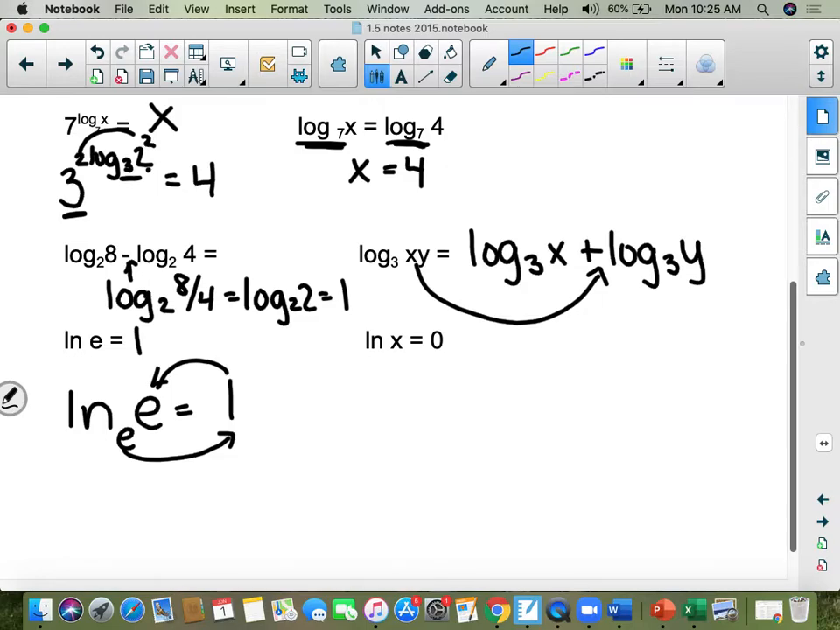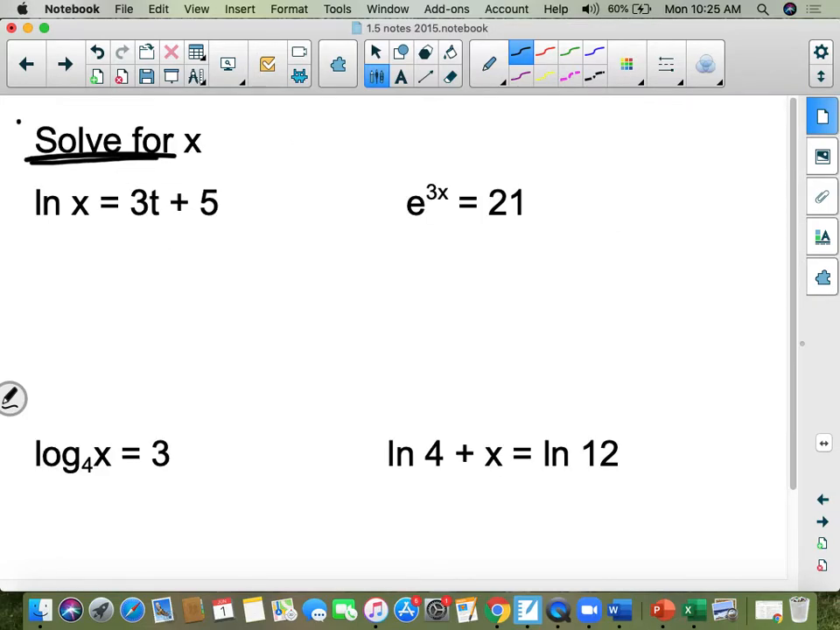Again, natural log has a little e, so what's x going to equal? e raised to the 0 has to equal x. Anything raised to the 0 is equal to 1. So that's just a quick little review on logs. And we just have a couple more slides to go. Solve for x. Well, if it's a natural log form, I know that there's a little e there, so I'm just going to go e raised to the 3t plus 5 equals x. I just did the loop around, and I got x alone.